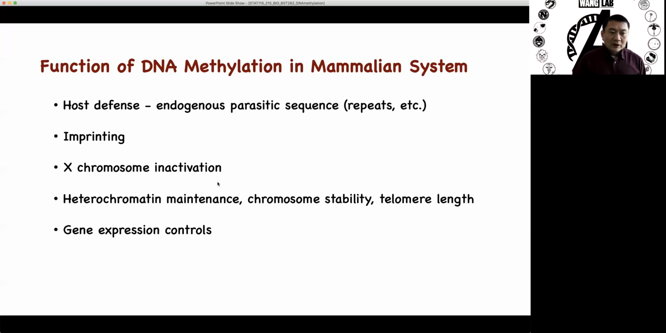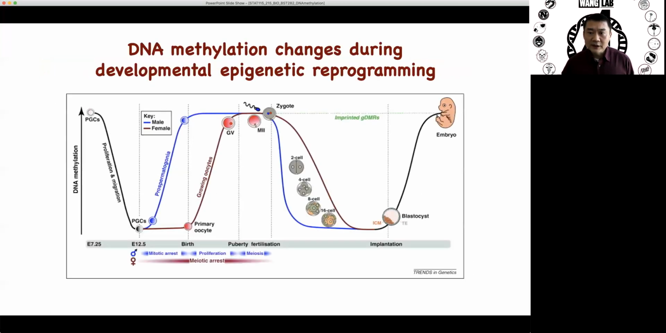Demethylation is also important for heterochromatin maintenance, chromosome stability, telomere length, and all of this. And also importantly, gene expression control, right? So we're going to go over some of these in more detail.